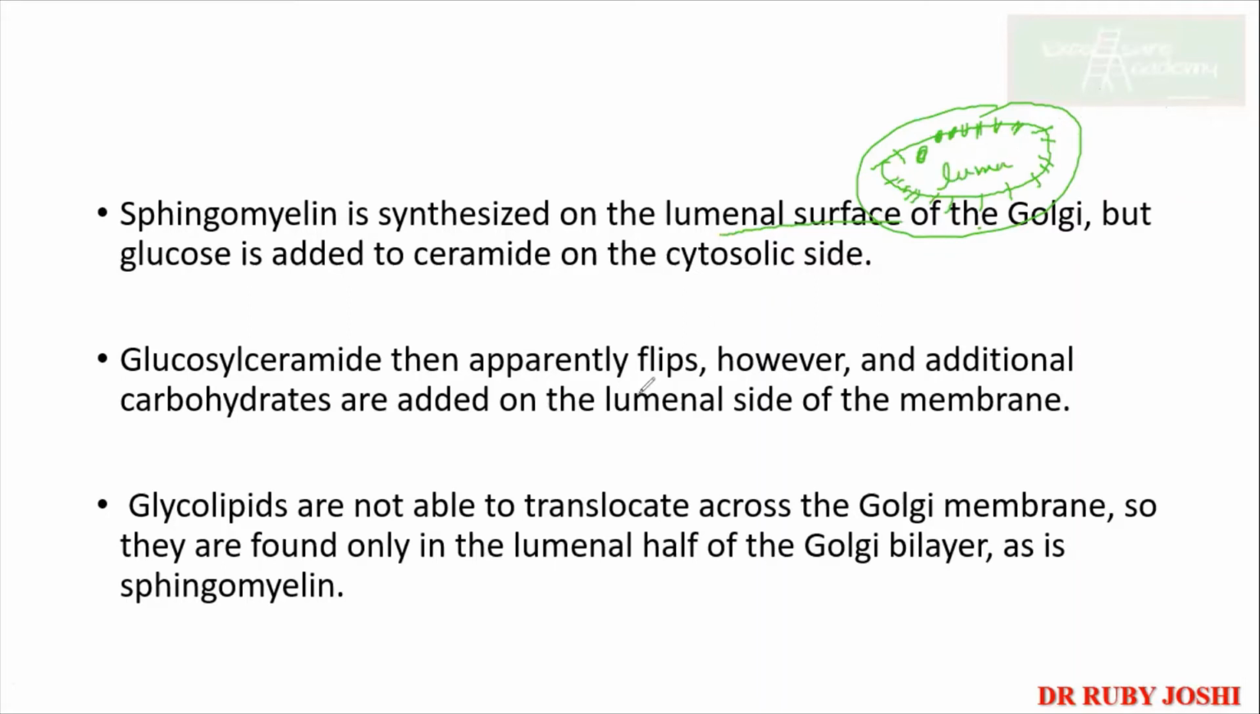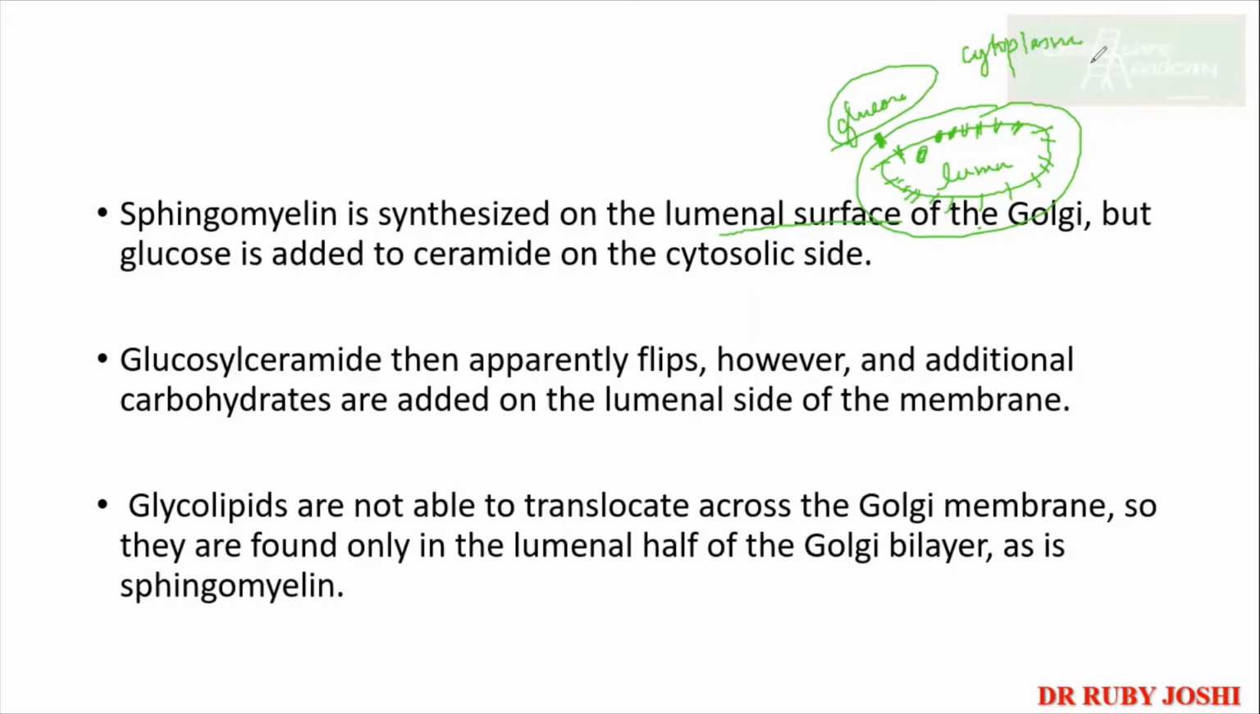Now glucosyl ceramide, glucose is added to ceramide on the cytosolic side. So when ceramide is present, ceramide can be present here also. So sugar moieties will be added over here like this, because these enzymes are present in the cytoplasm. Is that clear?